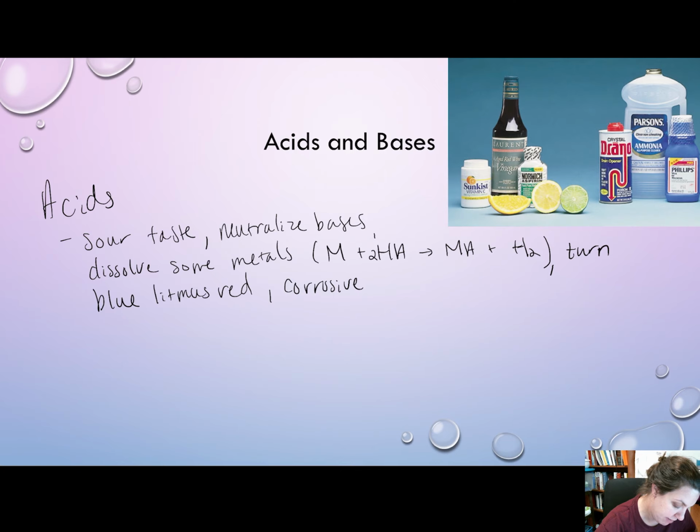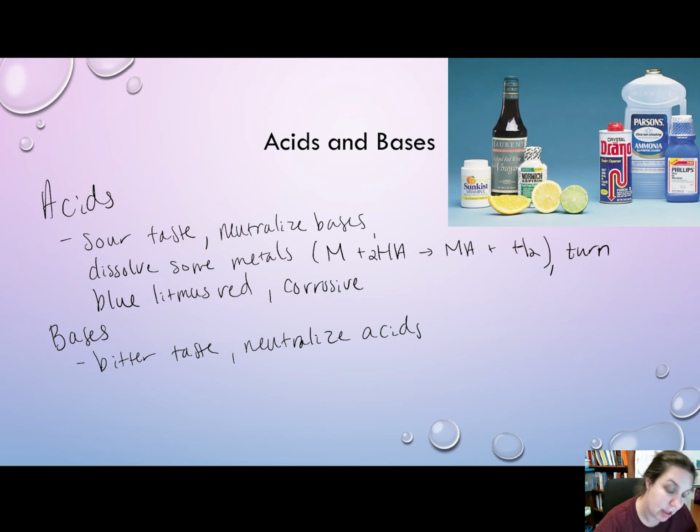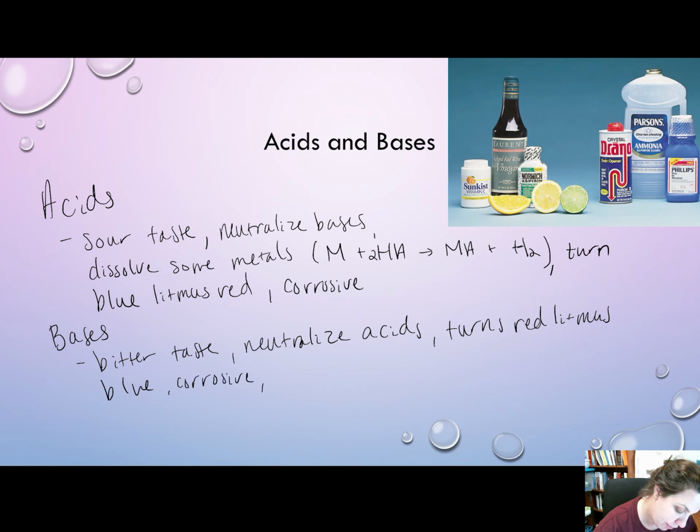Okay. Then we have bases. These are going to be bitter tasting. Generally, you don't taste bases quite as much, but if you've ever had baking soda, for instance, it has a very bitter taste. It neutralizes acids. It's going to turn red litmus paper blue. It is also going to be corrosive. And then it's going to be slippery to the touch. And it's slippery because the base itself is turning the fats or oils on your hand into soap. So you're actually feeling soap being produced when you touch a base.